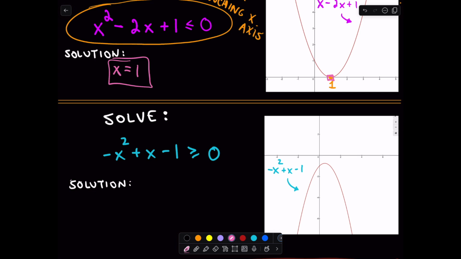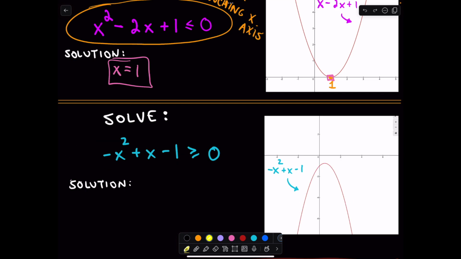Suppose I've got another inequality. Suppose it says, where is -x squared plus x minus 1 greater than or equal to 0? Well, again, I said, hey, Desmos, will you graph -x squared plus x minus 1? And it said, no problem, and it gave me this parabola. Notice that the coefficient in front of x squared is negative, and recall that's when your parabola is going to open downwards. Okay, so that's something to recall.